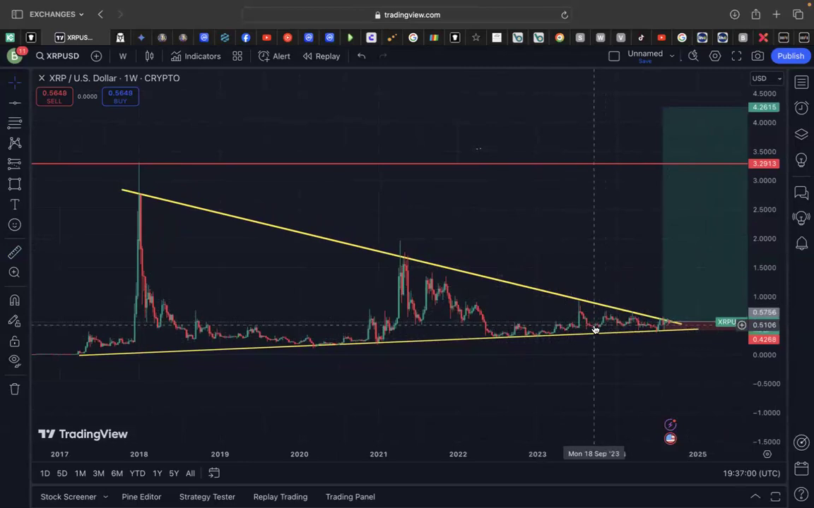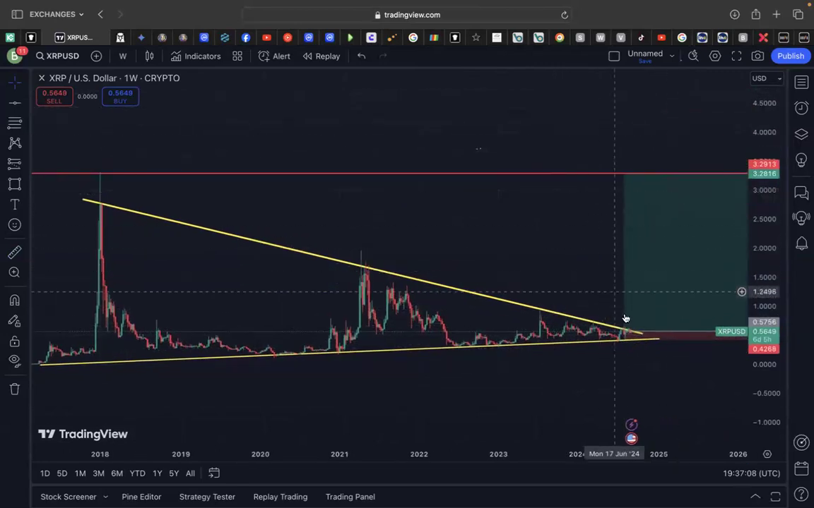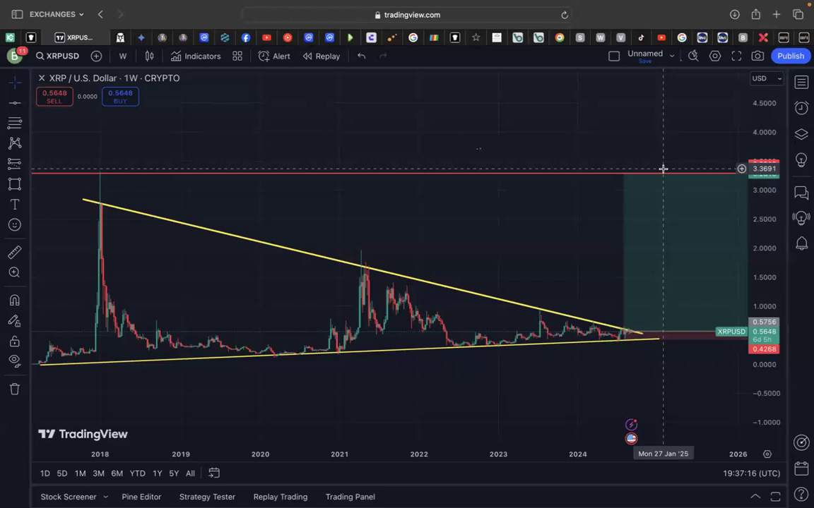So the whales are trying to push the price of XRP to higher prices, all the way to all-time highs. If we break this bull flag, we are definitely going to test all-time highs once more. It's been ranging for the last 7 years. Even when I say 7 years, it's kind of painful. 7 years of waiting.